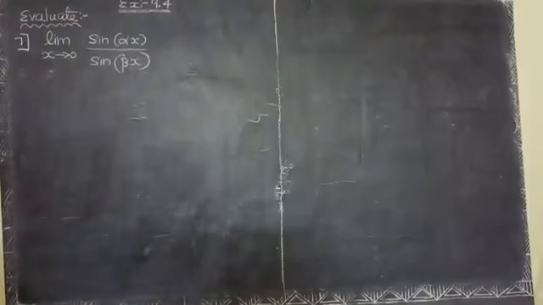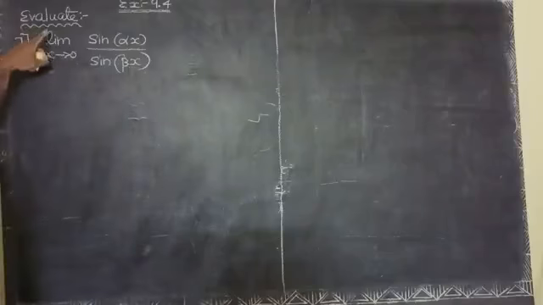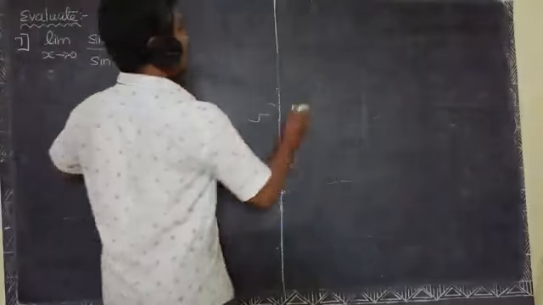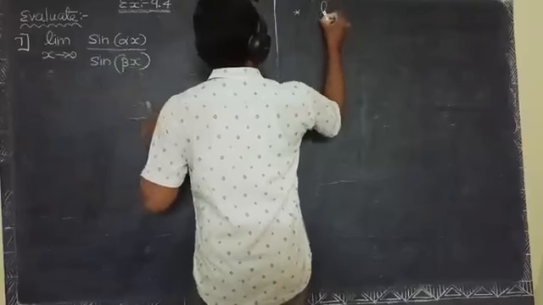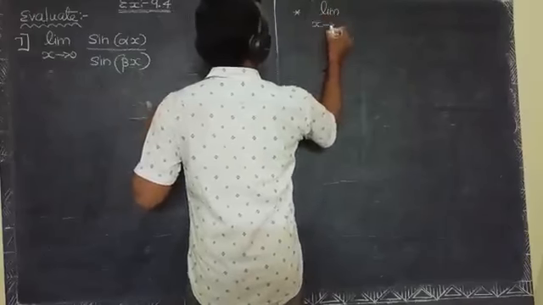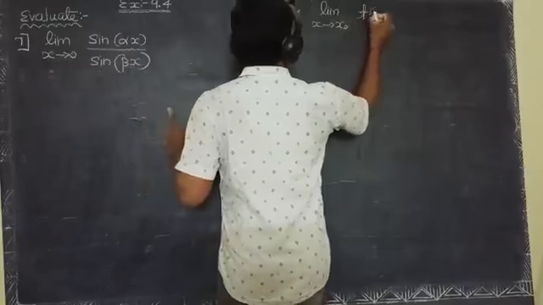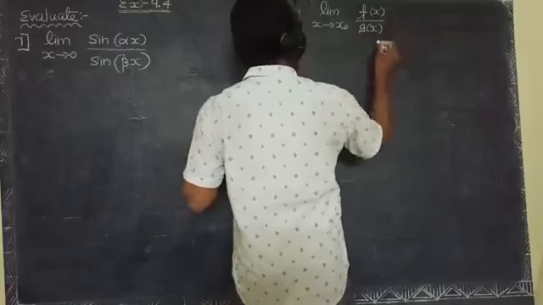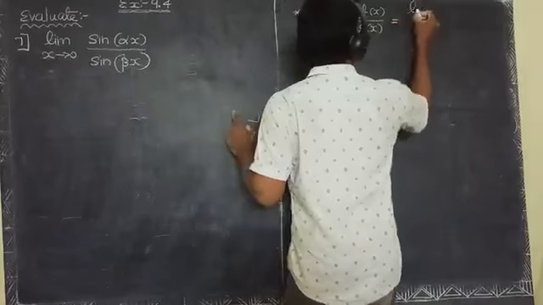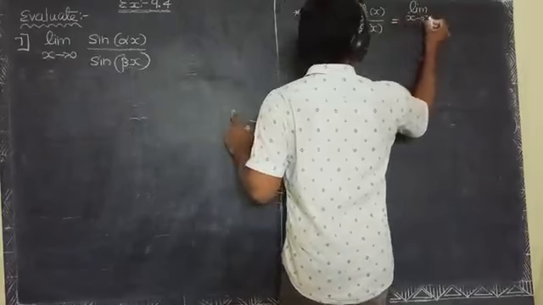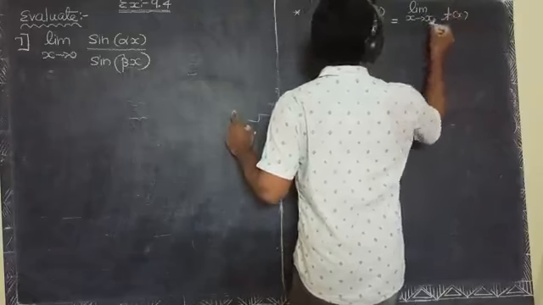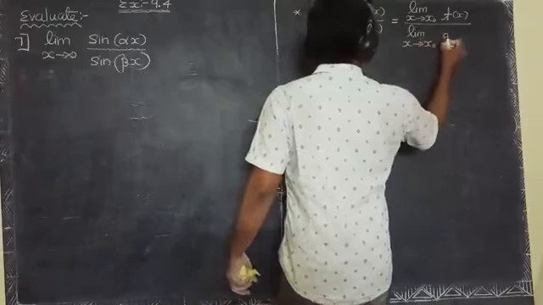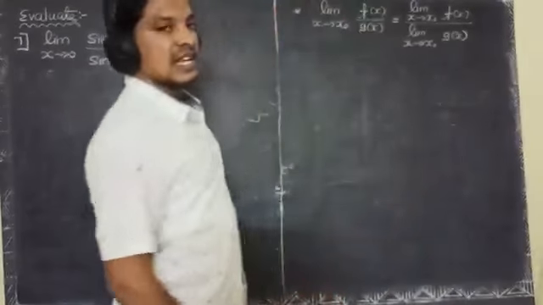Exercise 9.4, evaluate question number 7: limit x approaches 0, sin of alpha x divided by sin of beta x. We know the function, limit x approaches x naught f of x divided by g of x. This is a rational expression, which can be written as limit x approaches x naught f of x divided by limit x approaches x naught g of x, provided g of x is not equal to 0.